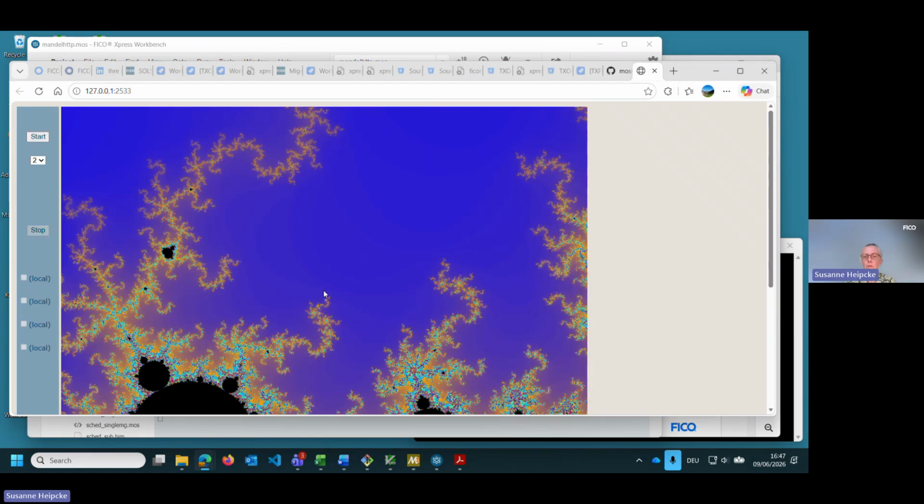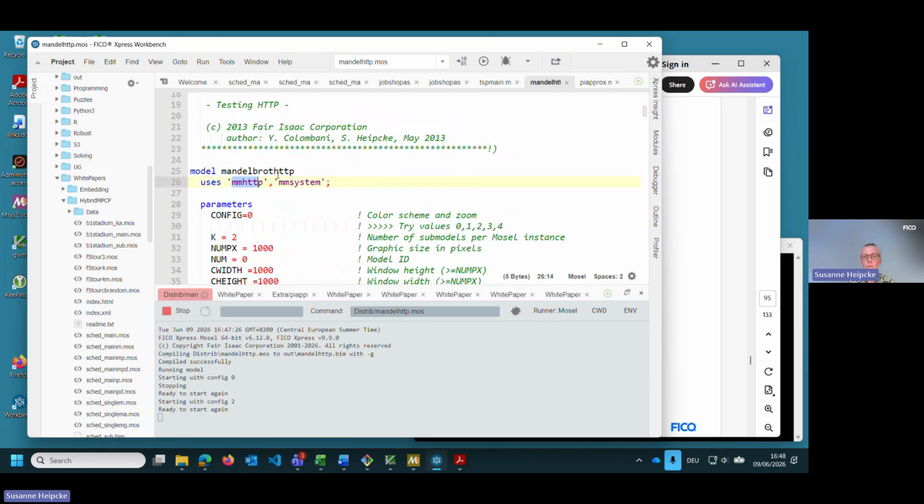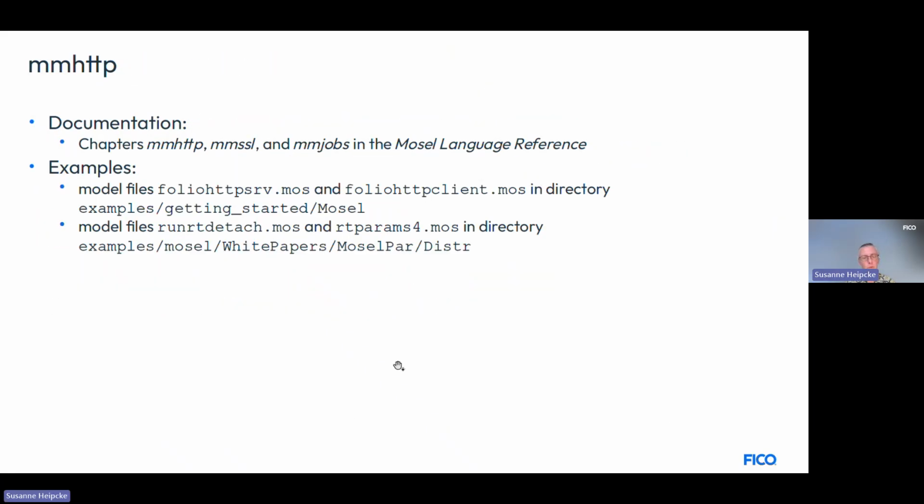So here my Mosel model has actually exchanged information with the web page. There's a bit of JavaScript involved on the web page that I've started to exchange information between the web page and Mosel, but all this relies on commands on the Mosel side, so using the MMHTTP functionality. Okay, so as I said, also present in the set of examples.